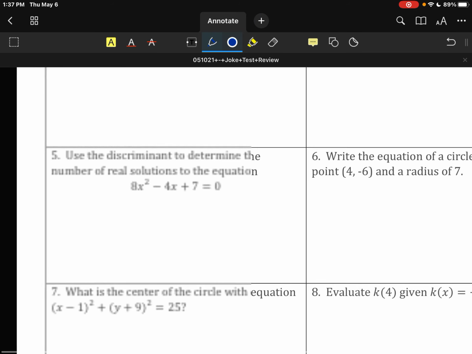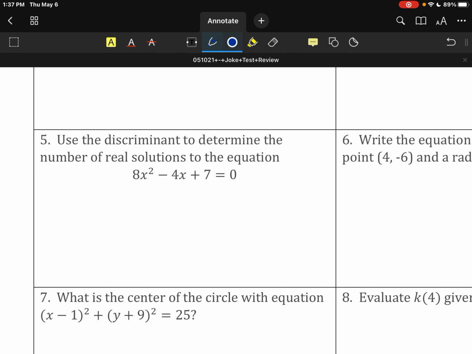Okay. Number 5, use a discriminant. Remember the discriminant is the inside of the square root on the quadratic formula. So b squared minus 4ac. Right. So this is the a value, that's the b value, that's the c value. So you're just plugging in that.